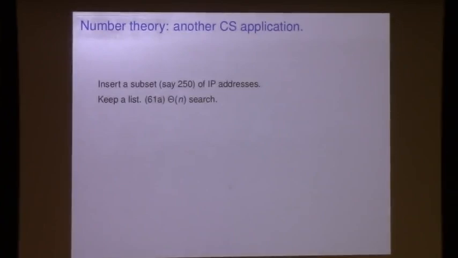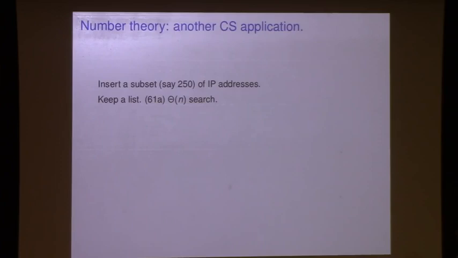And so you keep a list. That's in 61A. You do theta n search. You could do a binary search tree. So you want to maintain a set of IP addresses. Why do you want to maintain a set of IP addresses? You're a router, and for each IP address that went through the router, you want to keep a record of it. Okay, this is a very natural thing. Or you're a web server. You want to keep track of all your clients.